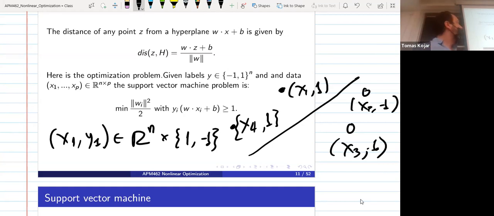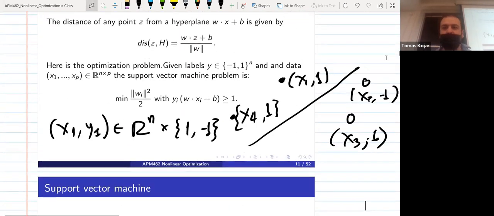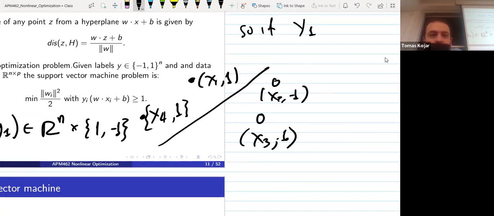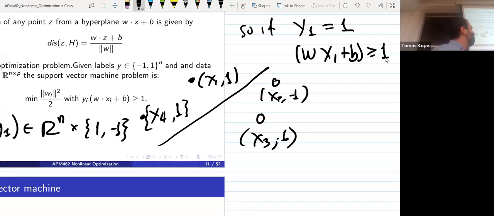Anyways, so you have points, you have labels, and the claim is that this problem, once you solve it, will separate. Okay, so let me give you some intuition. Let me give you the intuition. So let's do the y1. Let's say it's 1, and then you want wx1 plus b to be bigger than 1. I mean, the 1 is irrelevant. We just want them to be parallel.